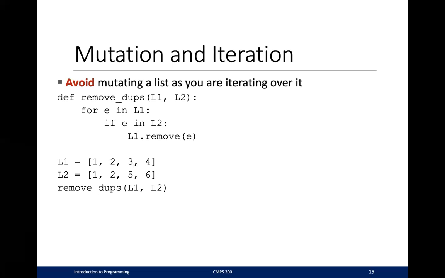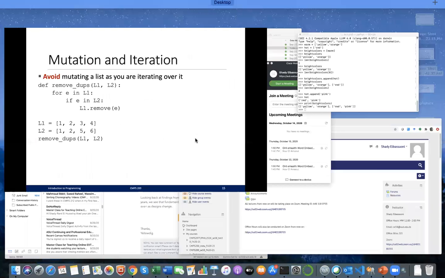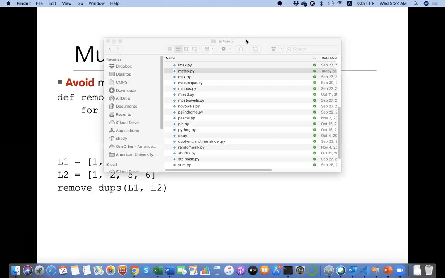No, Adam, it doesn't change L2. Does it change L2? I'm only removing from L1. Why would L2 change? Look at the function again. I'm saying, if E exists in L2, remove it from L1. So I'm not changing L2 at all. Other question? Okay, so I'm going to show you the code and let's run it.